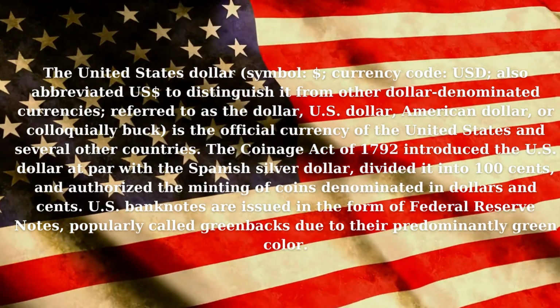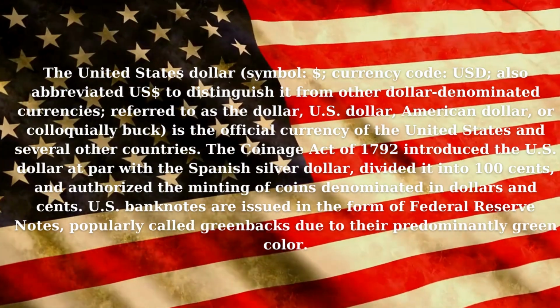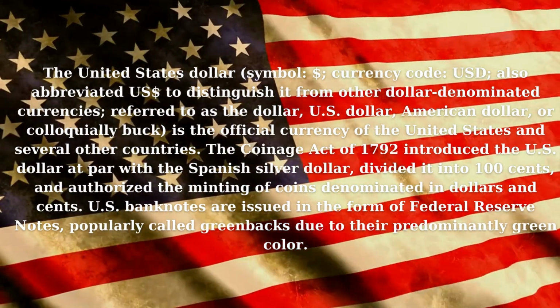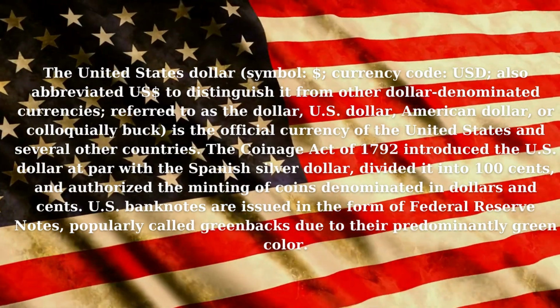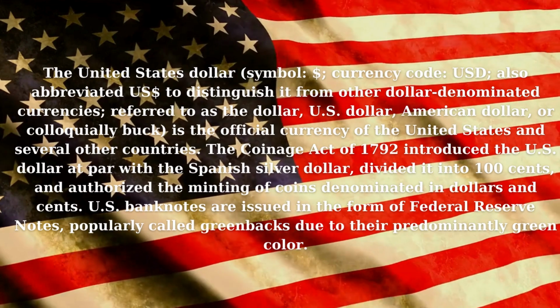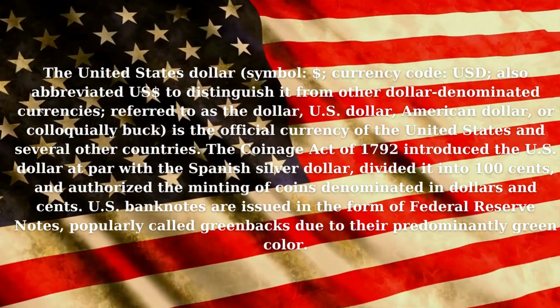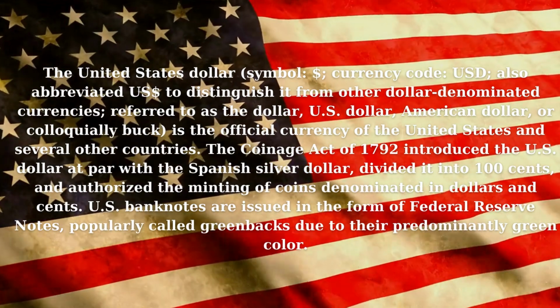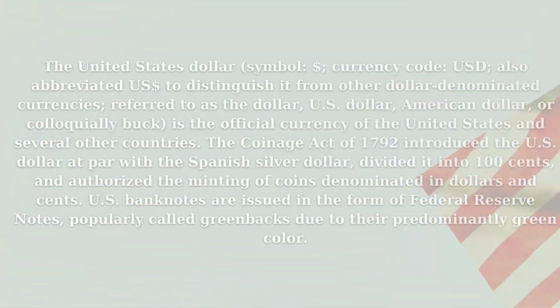and several other countries. The Coinage Act of 1792 introduced the US dollar at par with the Spanish silver dollar, divided it into 100 cents, and authorized the minting of coins denominated in dollars and cents. U.S. banknotes are issued in the form of Federal Reserve notes, popularly called greenbacks due to their predominantly green color.